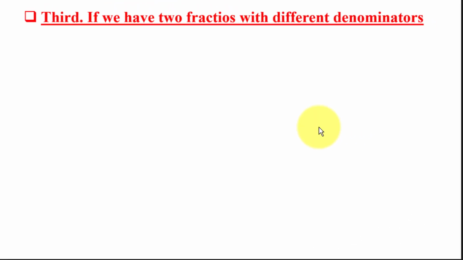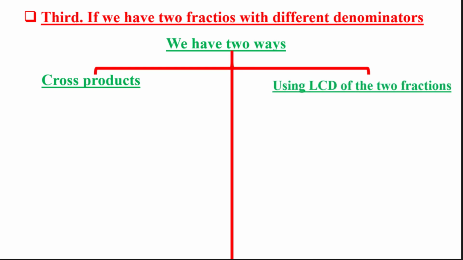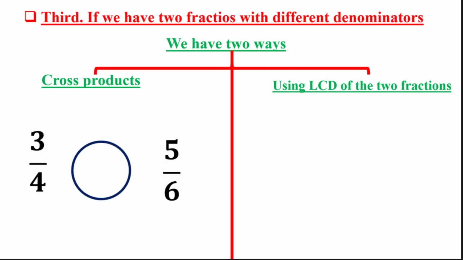Third, if we have two fractions with different denominators, how can we compare between them? We have two ways to compare between two fractions with different denominators. The first one we studied before, cross products. It's the easier way. The second one here, using LCD of the two fractions. For example, if we have 3 over 4 and 5 over 6, how can we compare between them?